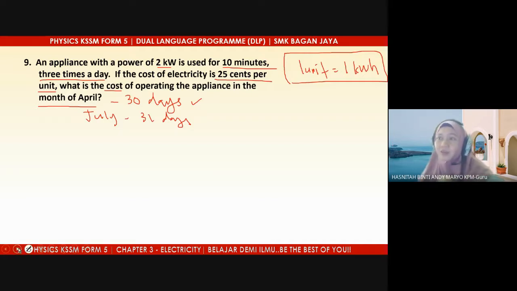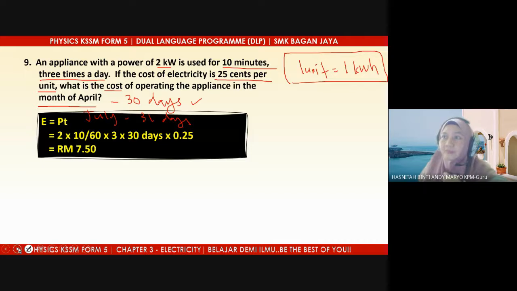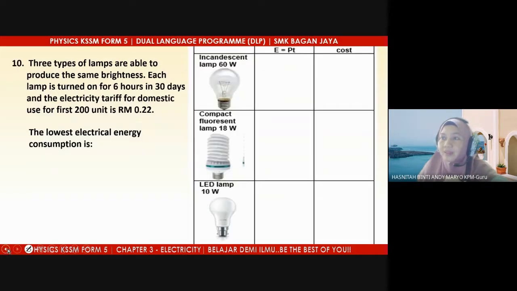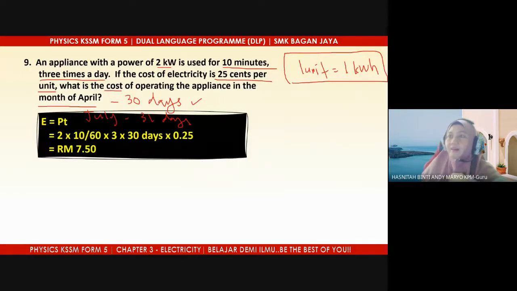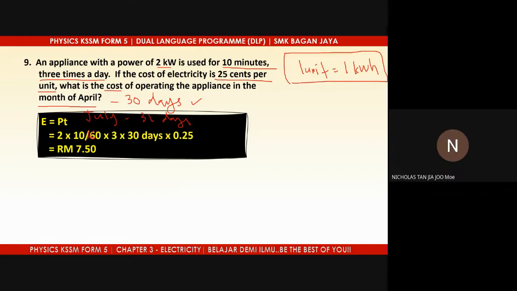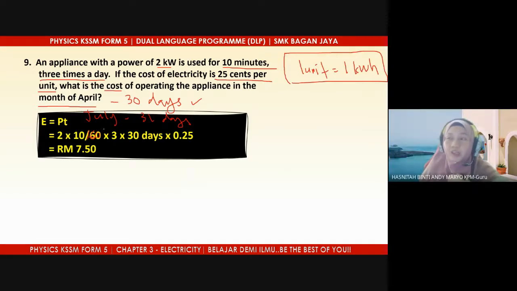Okay. So how to do this? Macam mana? Okay, ini cara nak kira lah. So this one, energy, power dia berapa? 2 kilowatt. 10 minutes. Why divide by 60? Hour. To convert into hour. Yes, very good. And then you use 3 times in a day. Guna dia 3 kali satu hari. April, 30 days.